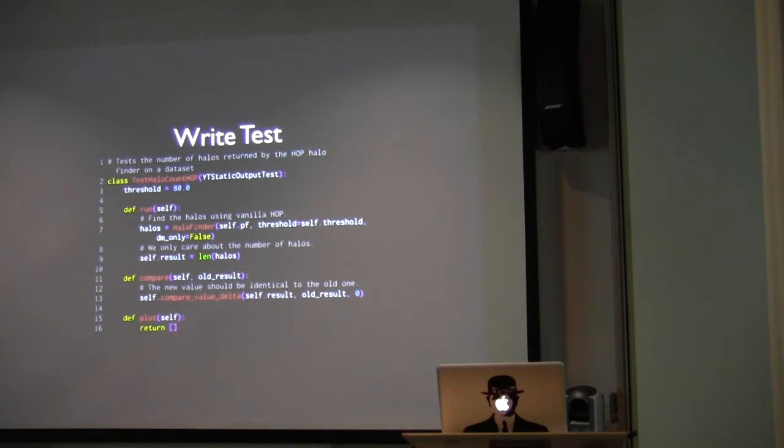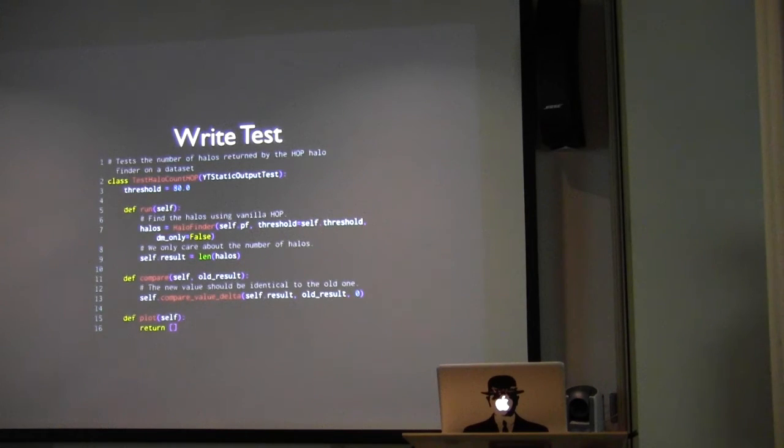And it's really simple. It's got these 3 sections. We have the run section, the compare section, and the plot section. The run section basically does 2 things. It does the actual running of the analysis module you're testing, and in this case, it runs the halo finder. And it also stores what you're going to compare in the self result. And here I'm just storing the number of halos, the length of halos, which is of course just a list.